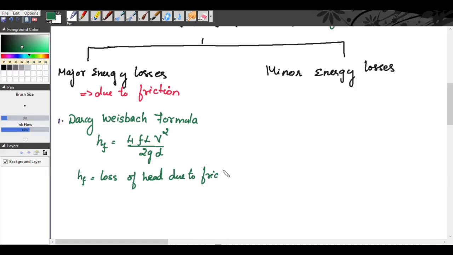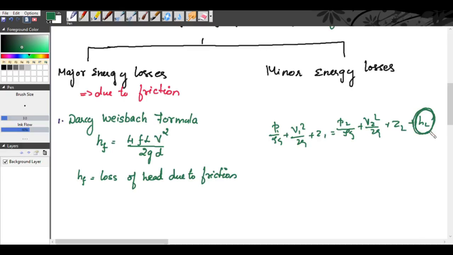We know the three heads are pressure head, velocity head and datum head. In the Bernoulli's equation, we used to write P1 by rho g plus V1 square by 2g plus Z1 is equal to P2 by rho g plus V2 square by 2g plus Z2 plus HL. So this is loss. This loss can be major losses, minor losses or a combination of major and minor losses. In order to determine this loss, we have different formulas.